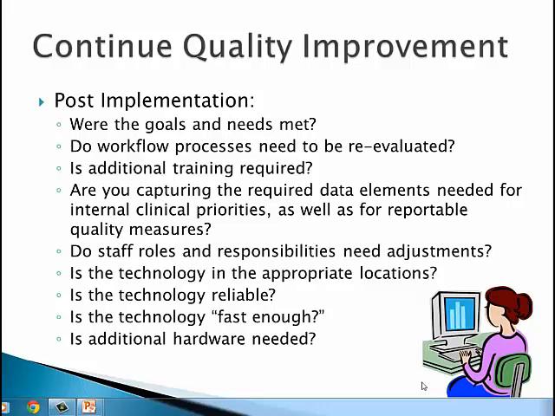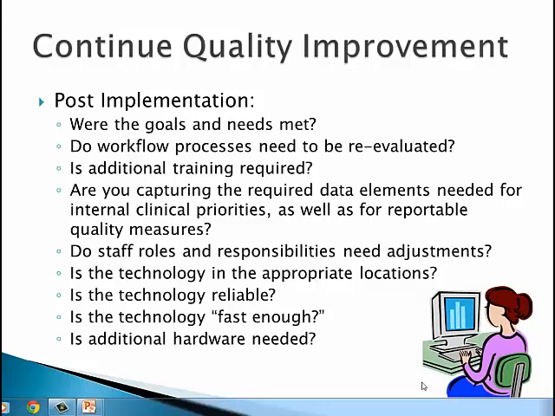Do staff roles and responsibilities need adjustments? Sometimes when we implement an EMR, we need to change the responsibilities of our staff. Not necessarily eliminate staff, just reassign duties. Is the technology in the appropriate location? It may have seemed like a great place to put that laptop or that machine on the wall, but maybe it's not. Maybe we need to move it now. Is the technology reliable? Is it fast enough? Maybe we need additional hardware.